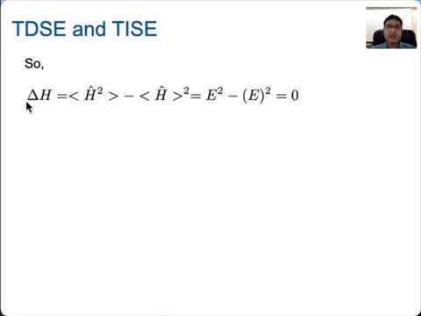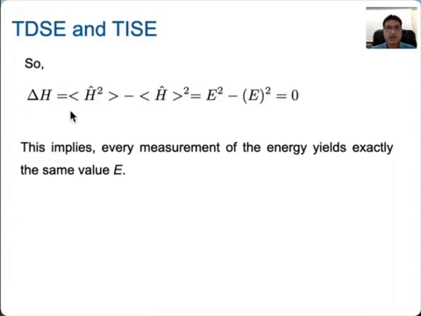Now I can compute the uncertainty, the delta of H, which is defined. I hope you remember this definition from the uncertainty principle lecture. Delta H is defined as the expectation value of the H square operator minus the square of the expectation value of the H operator, and we know both values from the previous slide. When we substitute them, it comes out 0. What it implies is that every measurement of the energy yields exactly the same value E. So there is no uncertainty involved in this energy.